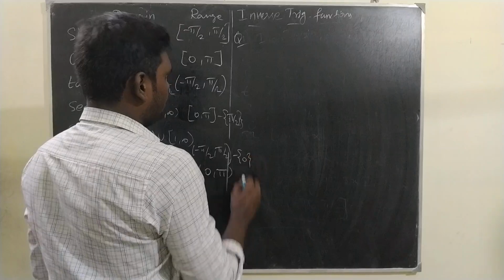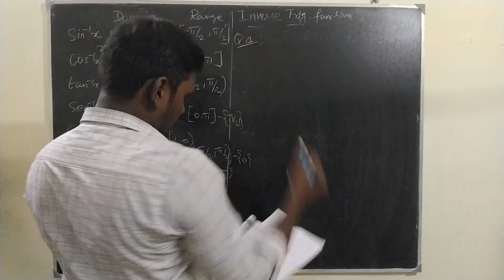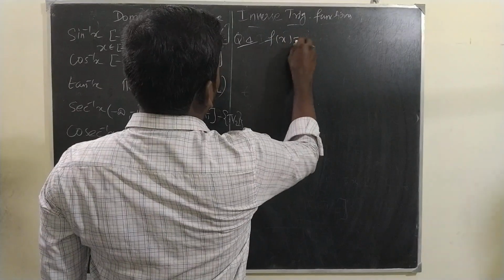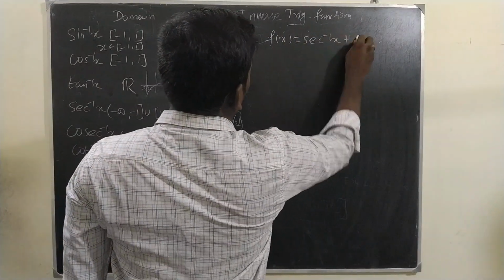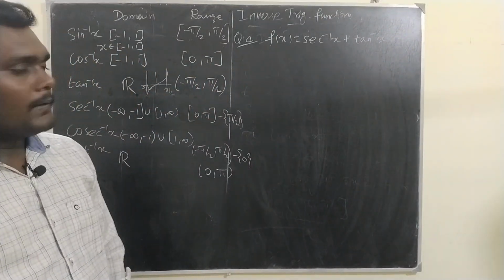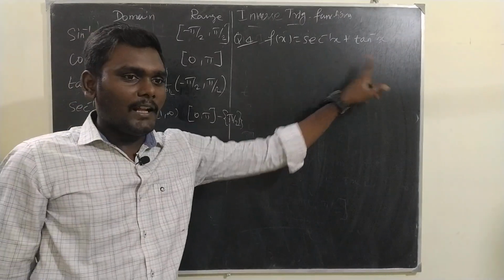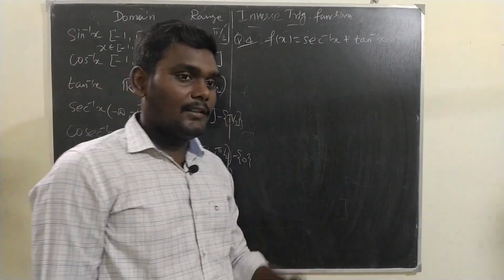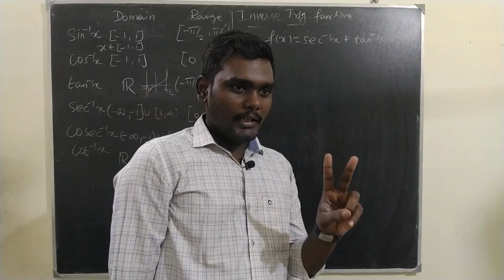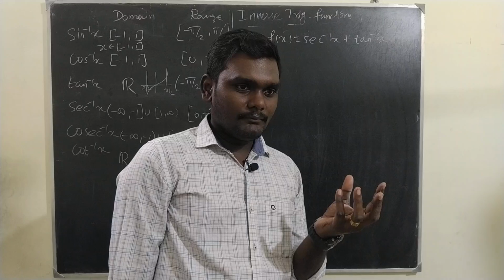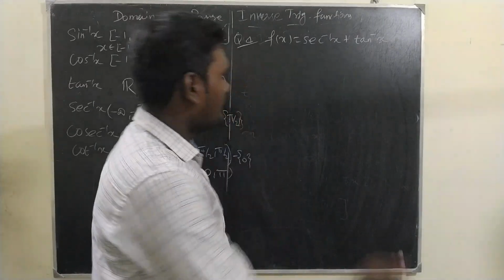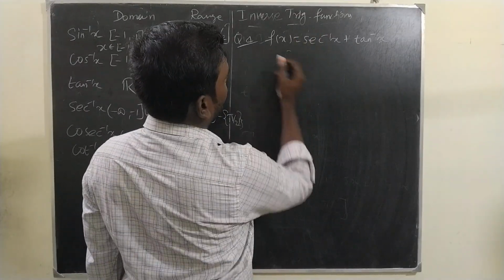Okay, and then look at this question, question number 4, I think. f of x equals secant inverse of x plus tan inverse of x. Here two functions are added together. In functions we have seen that when two functions are added together, the domain of the sum function is the intersection of those two domains. Remember or not?